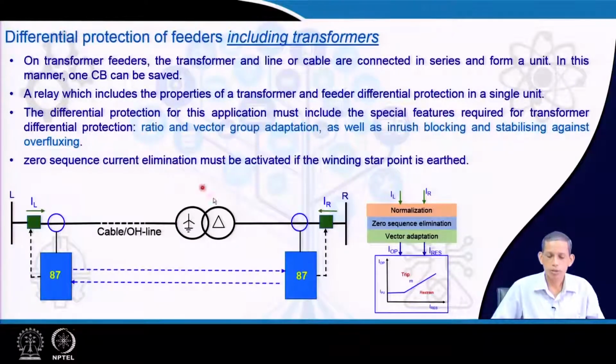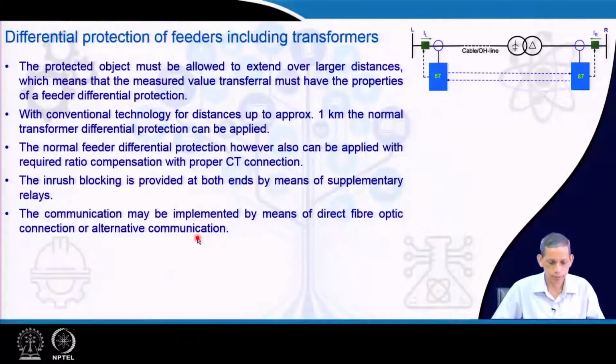The zero sequence elimination also is essential, because when it is star and delta, the delta side line current will not have zero sequence current, whereas the star grounded side will have zero sequence current also. So, all these features must be there for such a protection. That is to say, this 87 will be just like a transformer protection, but it includes a portion of the cable or overhead line also. That is why these are the steps we follow to apply this combined protection of cable or overhead line and the transformer.